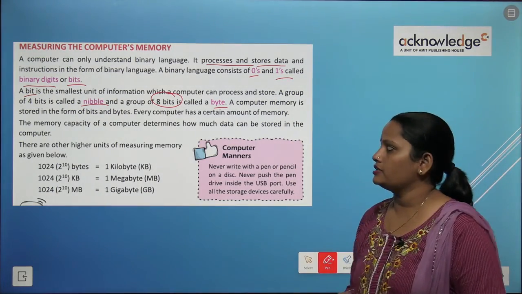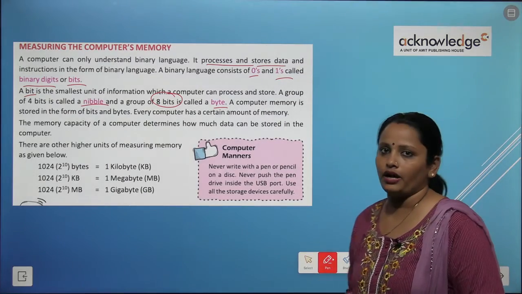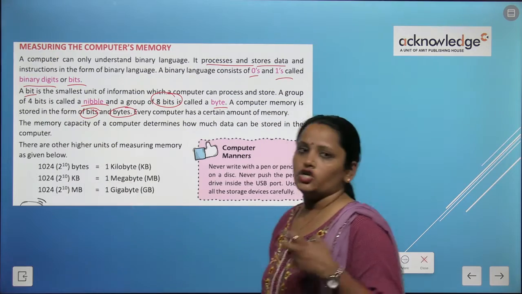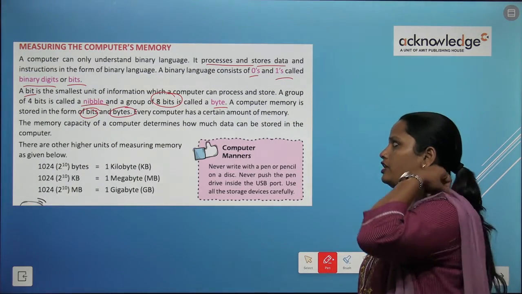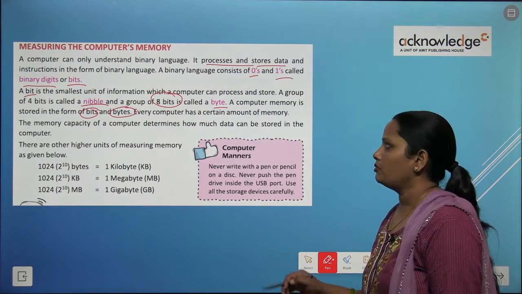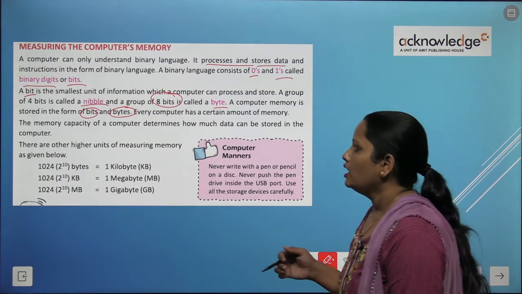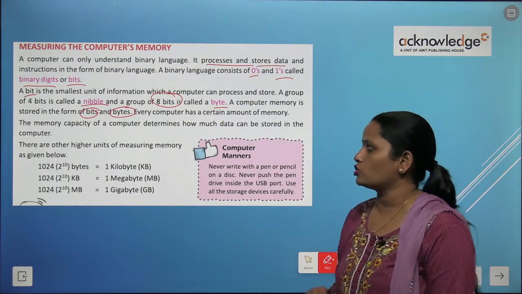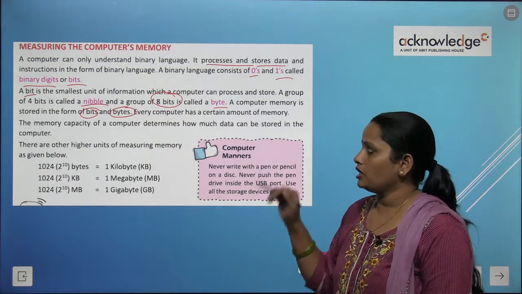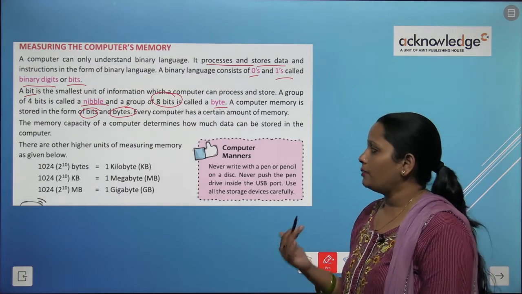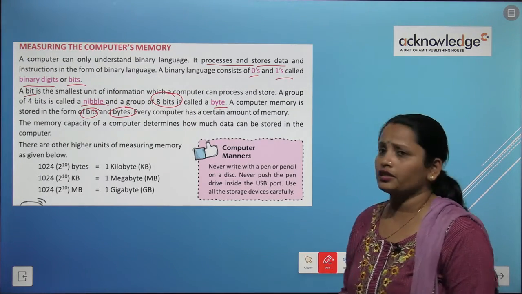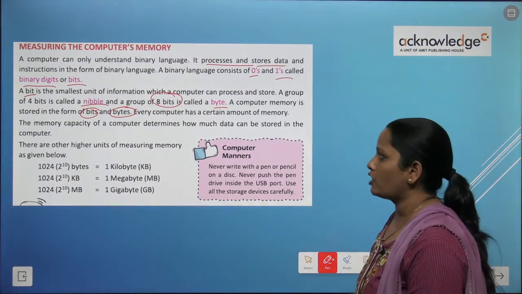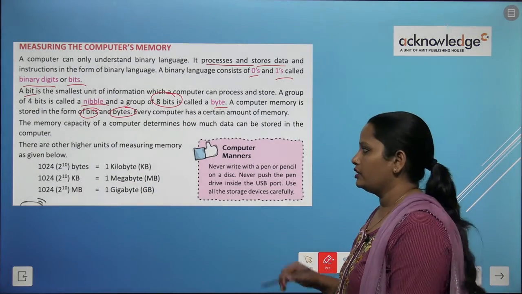A computer memory is stored in the form of bits and bytes. So, जो भी कंप्यूटर की मेमोरी है या बिट्स या फिर बाइट्स के रूप में उसे स्टोर किया जाता है. Every computer has a certain amount of memory. हर कंप्यूटर की एक मेमोरी होती है. The memory capacity of a computer determines how much data can be stored in the computer. सो मेमोरी कैपेसिटी जो होती है कंप्यूटर की वो ये बताती है कि कितने डेटा को स्टोर किया जा सकता है. There are other higher units of measuring memory are given here.